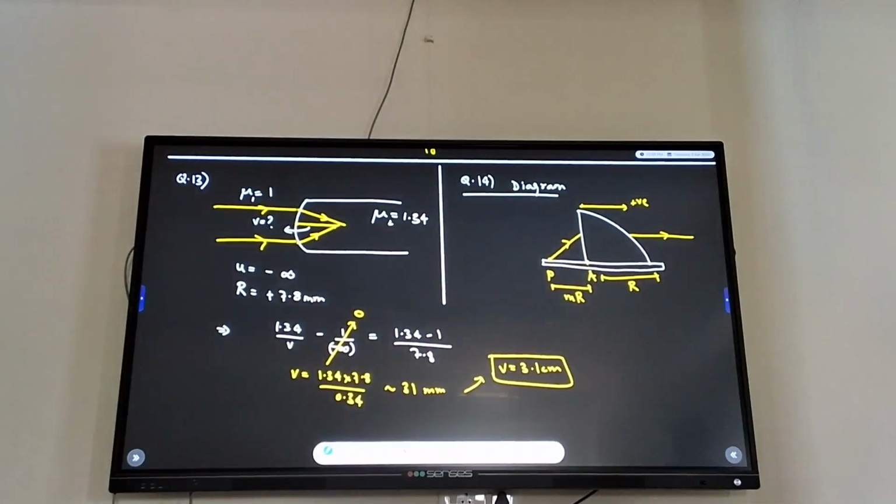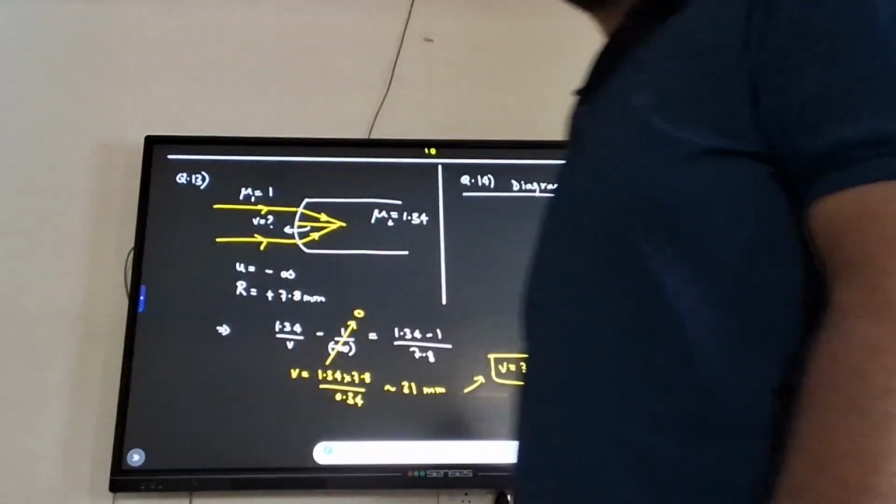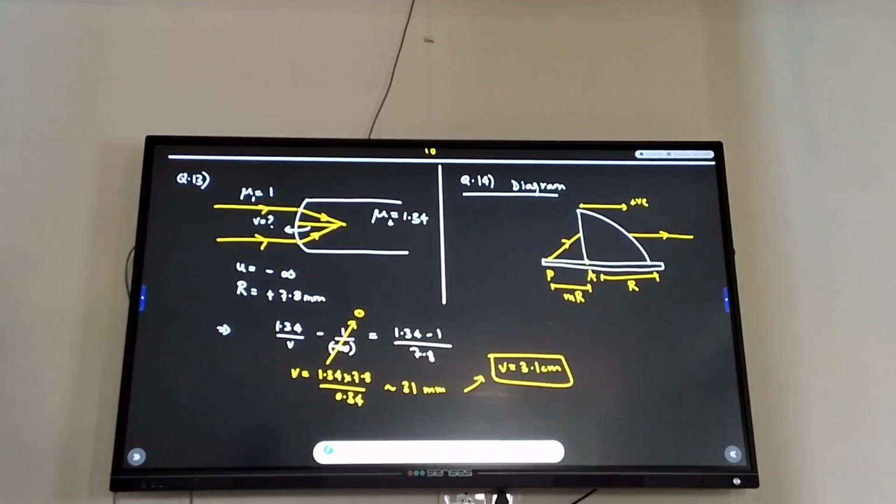Any answer for 14? How many refractions are occurring in 14 by the way? Two refractions. So you have to apply how many times the formula? Be careful with that. There will be a virtual image due to the first refraction that will act like a virtual object for the second refraction. Yes? Attempt.